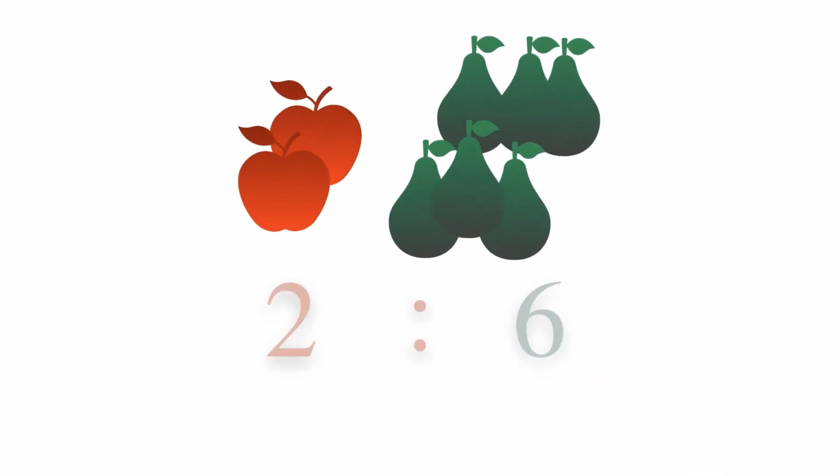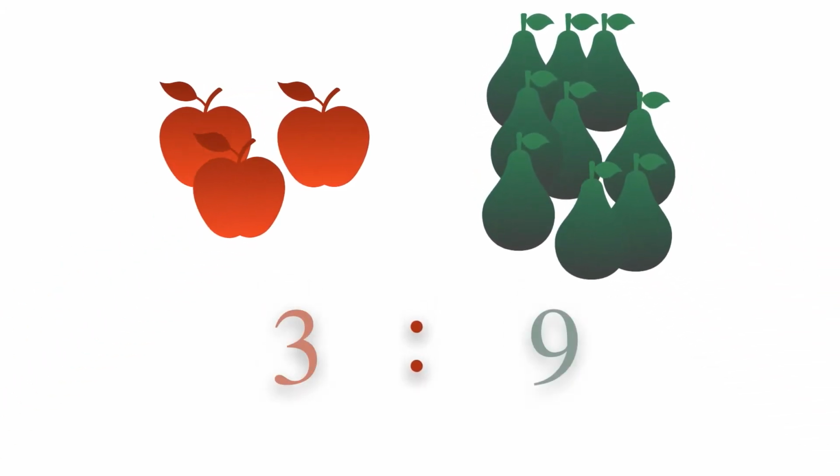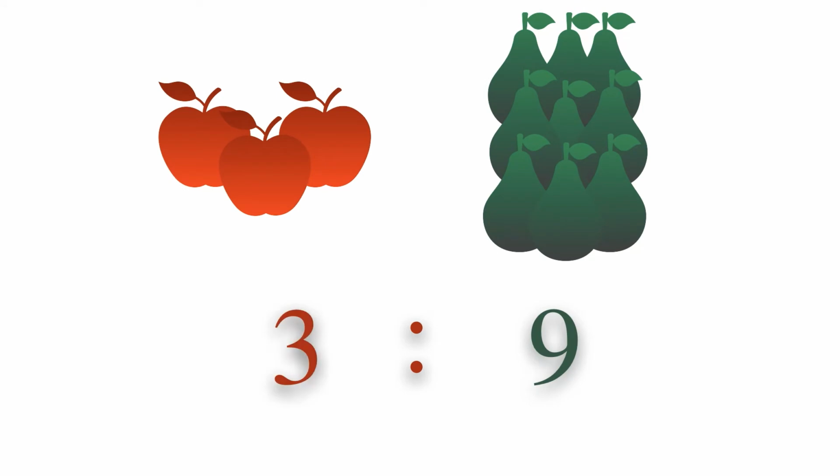Suppose you now want to have 2 apples and 6 pears. Then our ratio of apples to pears is written as 2 to 6. And if you want to have 3 apples and 9 pears, then our ratio of apples to pears is 3 to 9, and so on.